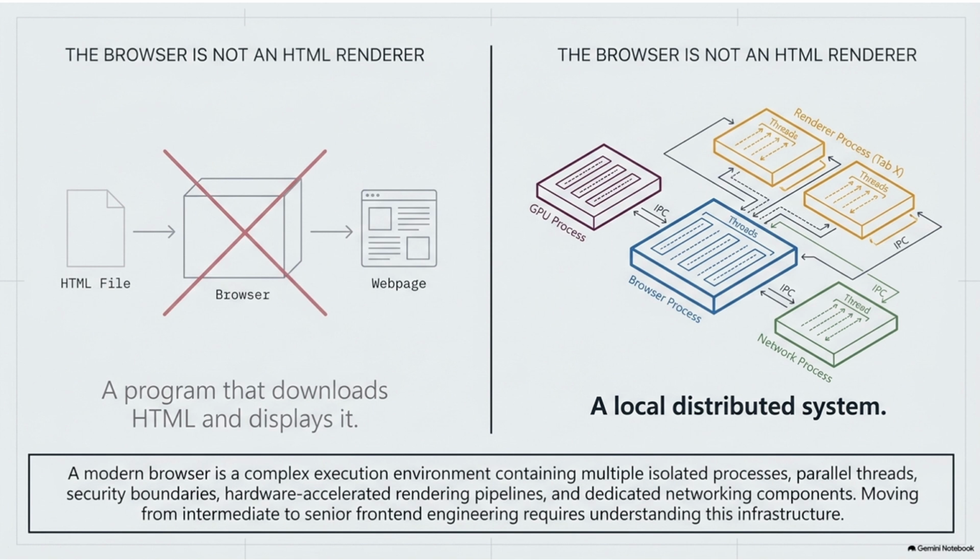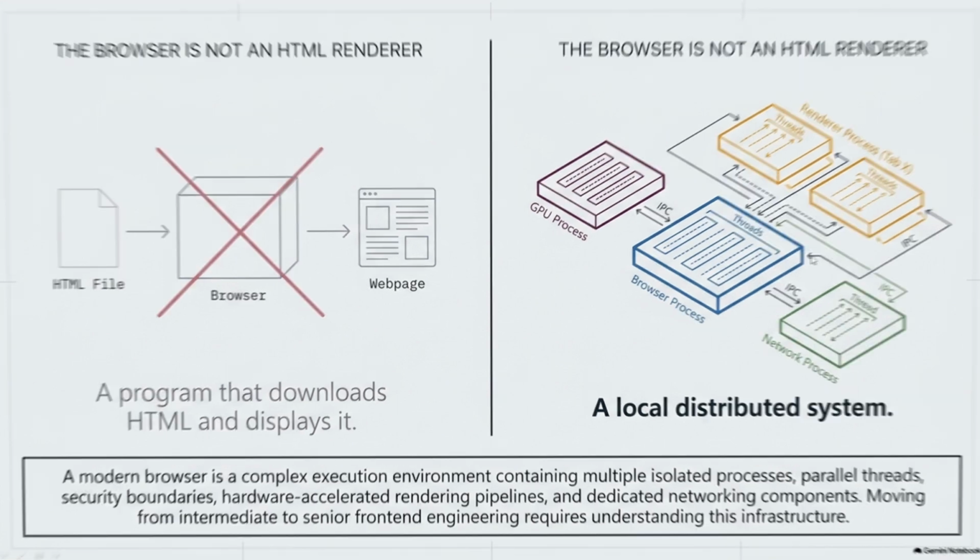For example, Chrome. Chrome runs as multiple OS processes, each with its own memory space, that communicate via IPC. IPC means inter-process communication. So let's say, for example, this is a browser architecture. The browser will have separate processes, right? And each process communicates via this IPC, that is inter-process communication. This is a local distributed system. So let's understand this a little bit more.